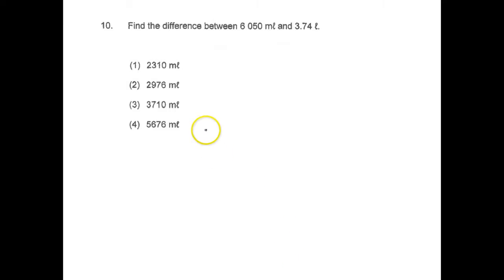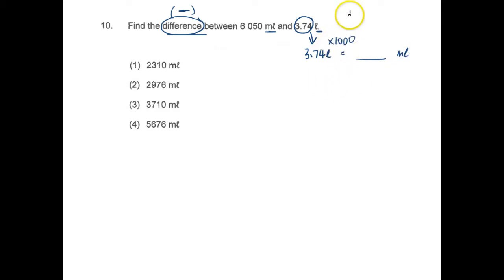Question number 10. Find the difference between 6,050 milliliters and 3.74 liters. So find difference, we know we must minus. So let's now look at our units. This is in milliliters, this is in liters. So first we need to change this to milliliters. 3.74 liters, to change to milliliters, you must multiply by 1,000, because 1 liter equals 1,000 milliliters.